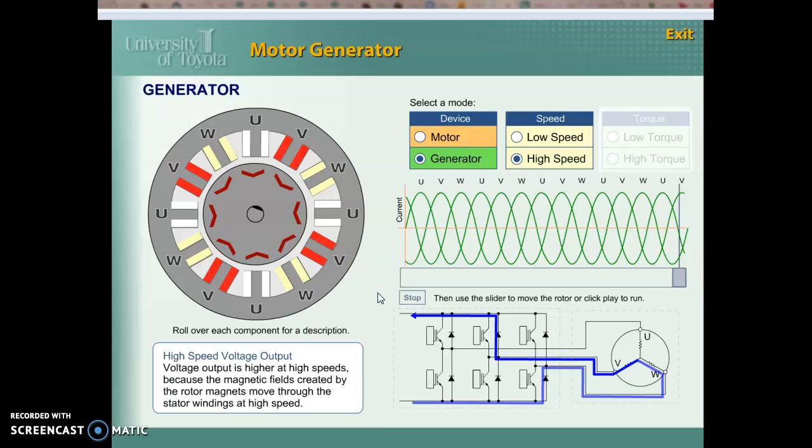So that's basically how the Toyota MG1 and MG2 work as a generator and as a motor through the IGBTs and the flyback diodes.